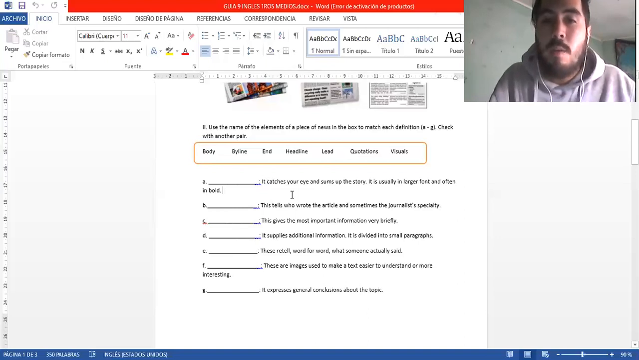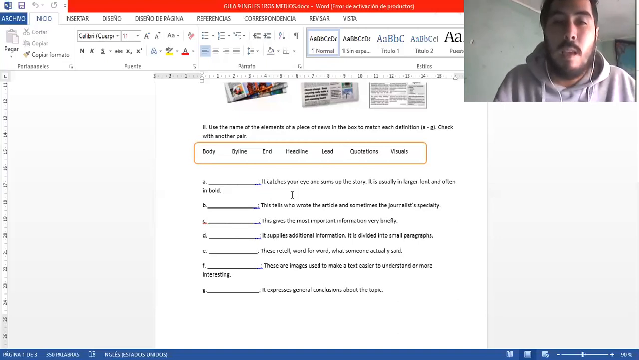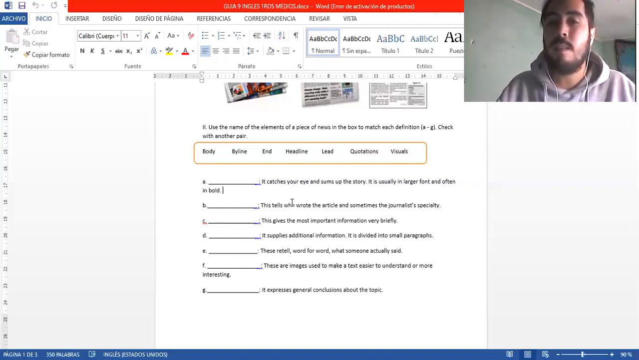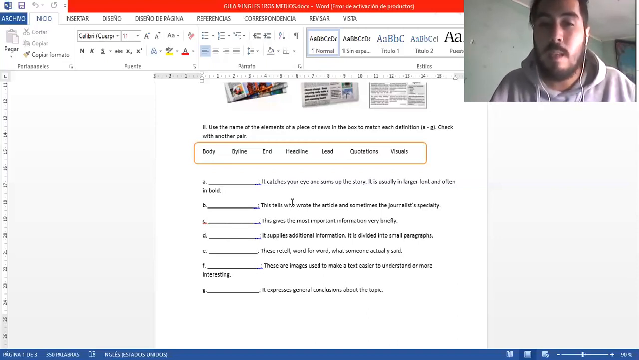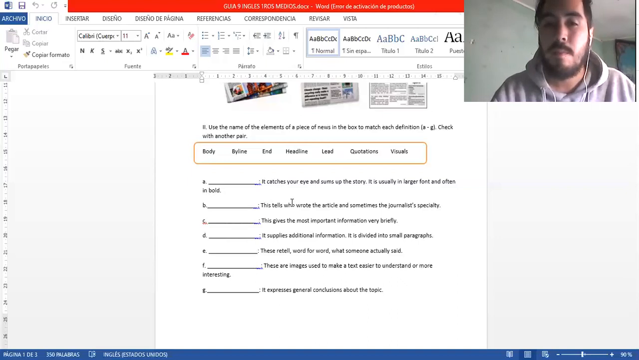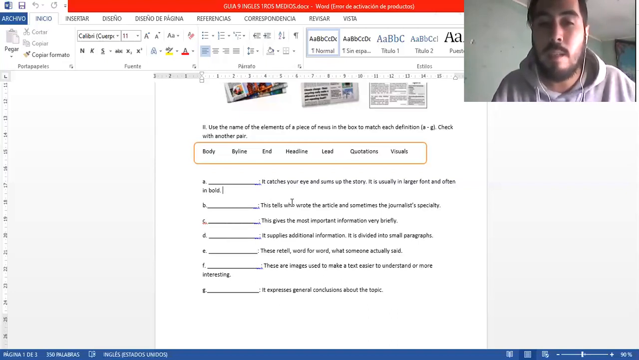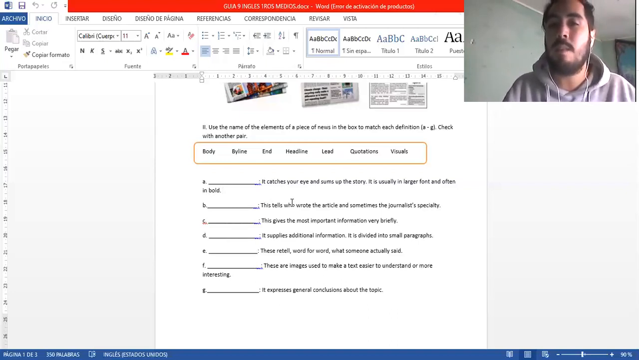This tells who wrote the article and sometimes the journalist's specialty. This gives the most important information very briefly. It supplies additional information. It is divided into small paragraphs. This retells word for word what someone actually said. These are images used to make a text easier to understand or more interesting. And finally, it expresses a general conclusion about the topic.